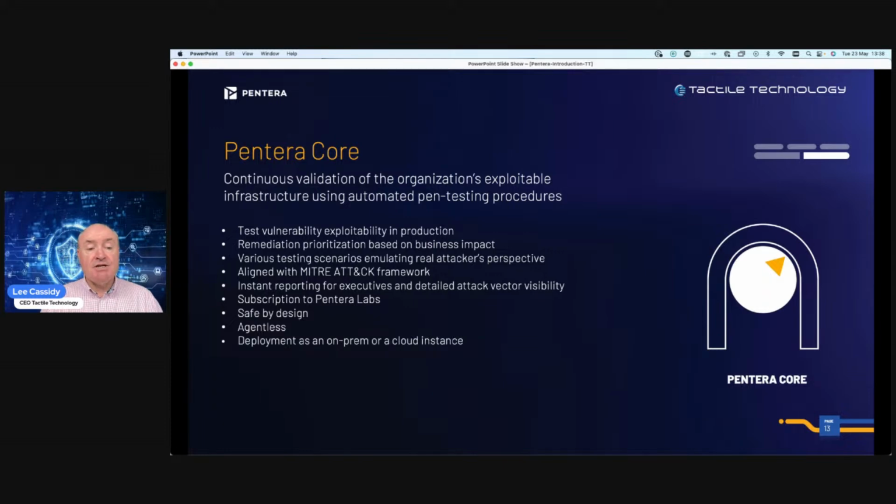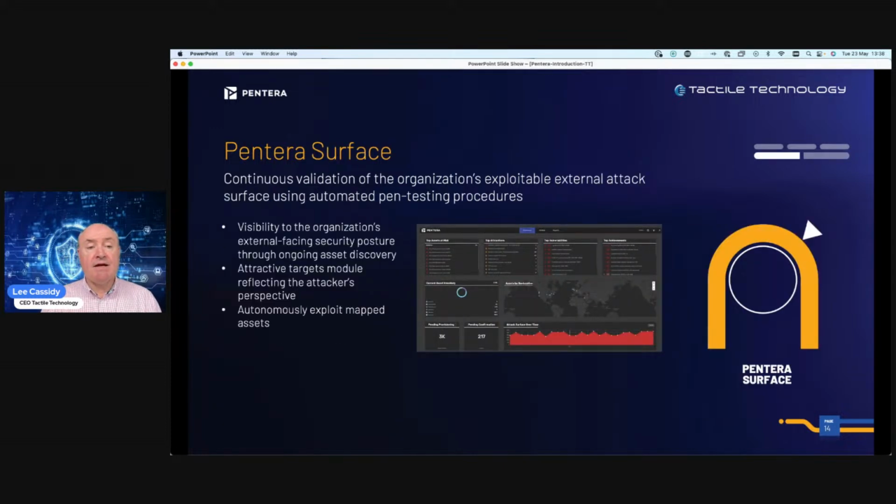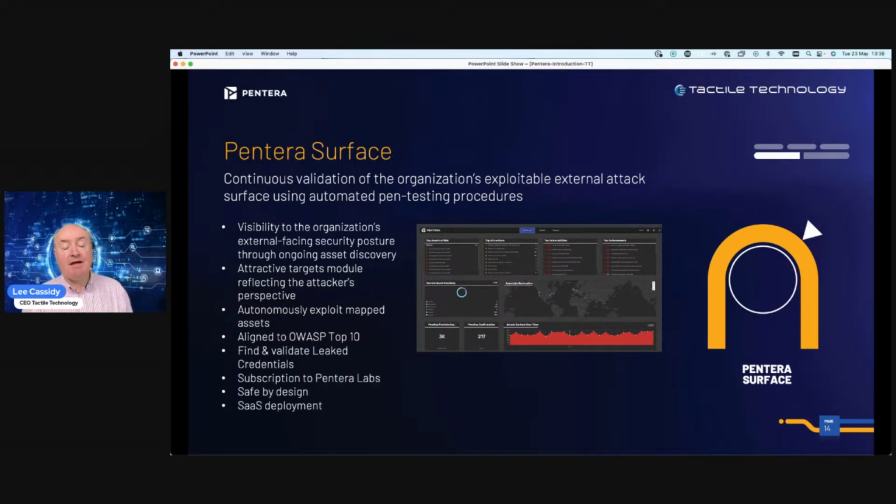Key thing, agentless, safe by design, and on the surface side of things, very similar. Again, aligned to OWASP top 10 in the way that it does this. Again, safe by design, and it's delivered as a SaaS service, so it's externally delivered.